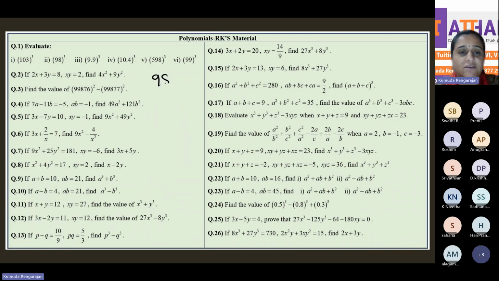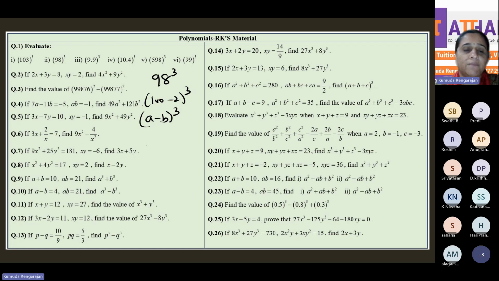So 98 cubed should be written as 100 minus 2, the whole cube. So now this is of the form a minus b, the whole cubed, where a is 100 and b is 2. So a minus b, the whole cubed, is a cubed minus b cubed minus 3ab into a minus b. You need to substitute the values of a and b, 100 and 2, in this identity, and evaluate 98 cubed.